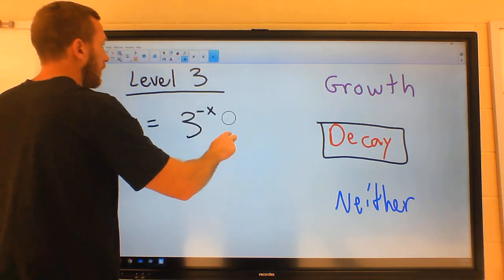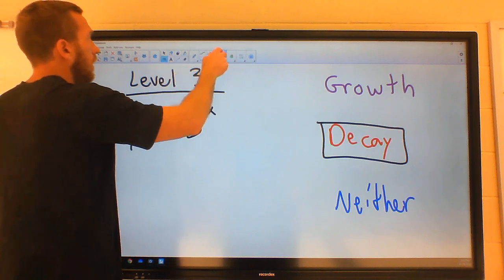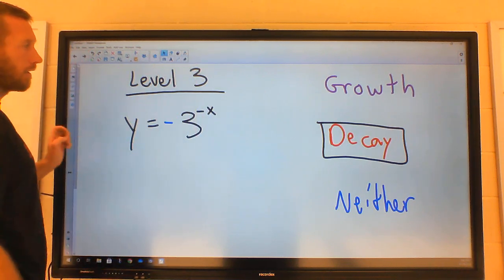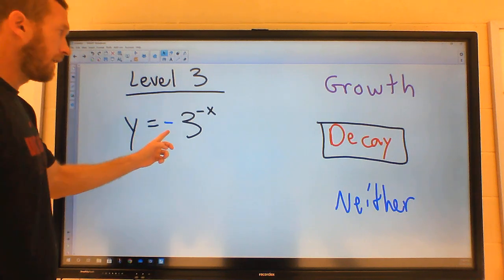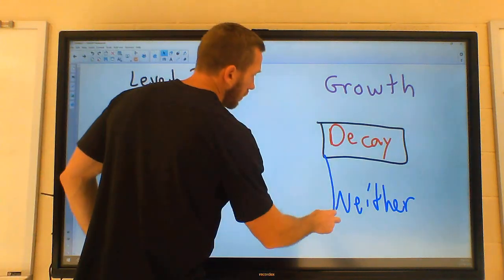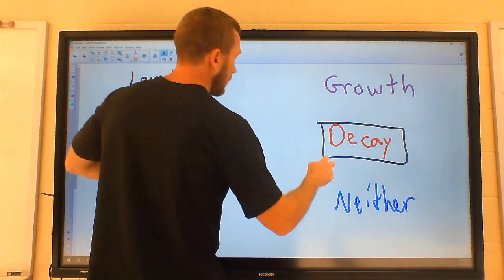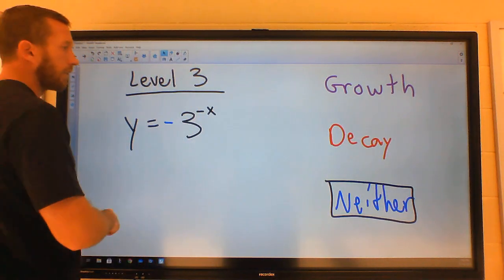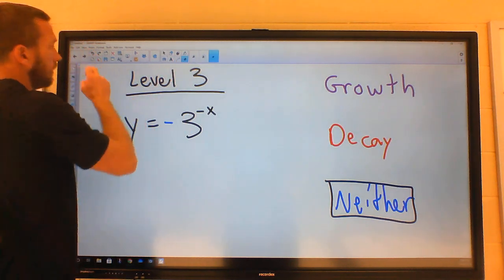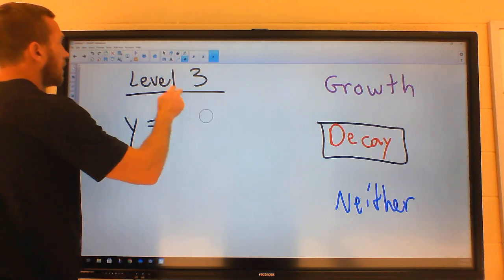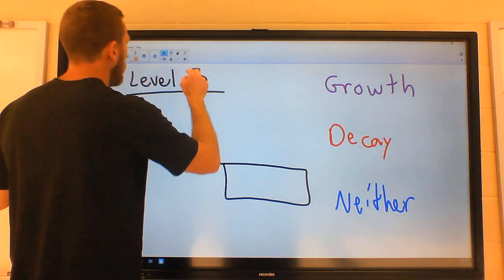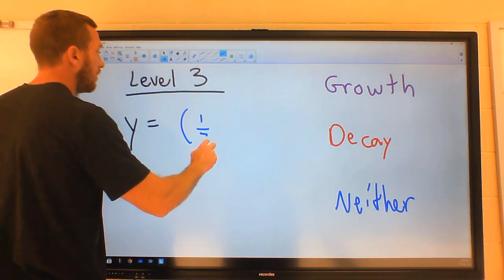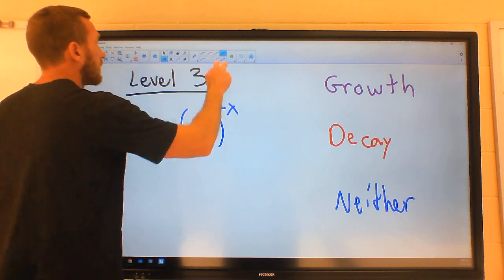Where it gets really fun is when we throw a negative out here. Now all of a sudden it doesn't matter that it was growth, became decay, because now it's got a negative. So boom, now it's a neither function, okay? So let's go to another one. 1/2 to the negative x.